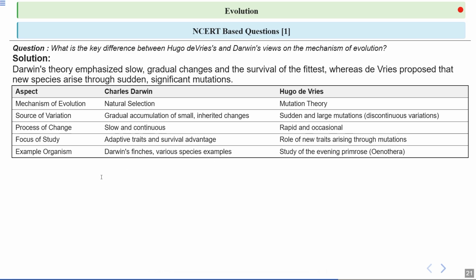Now, what are the example organisms which show natural selection? Darwin's finches, which show adaptive radiation, and various other species examples as well, which exist in nature. Now, Hugo de Vries worked on the evening primrose, whose scientific name is Oenothera.